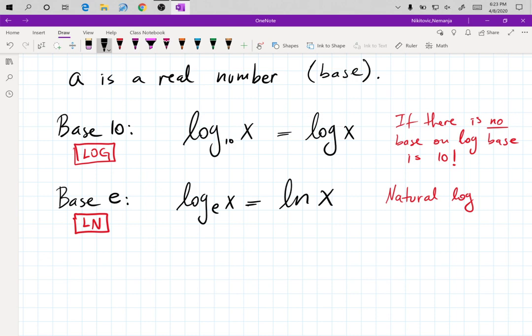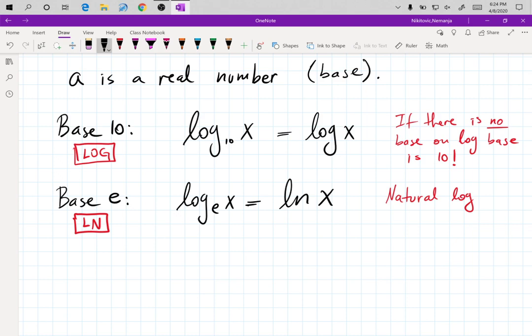And I have never seen, in 25 years of math, a mathematical model of base 7 or base 9 or base 1/2. I've just never seen them.